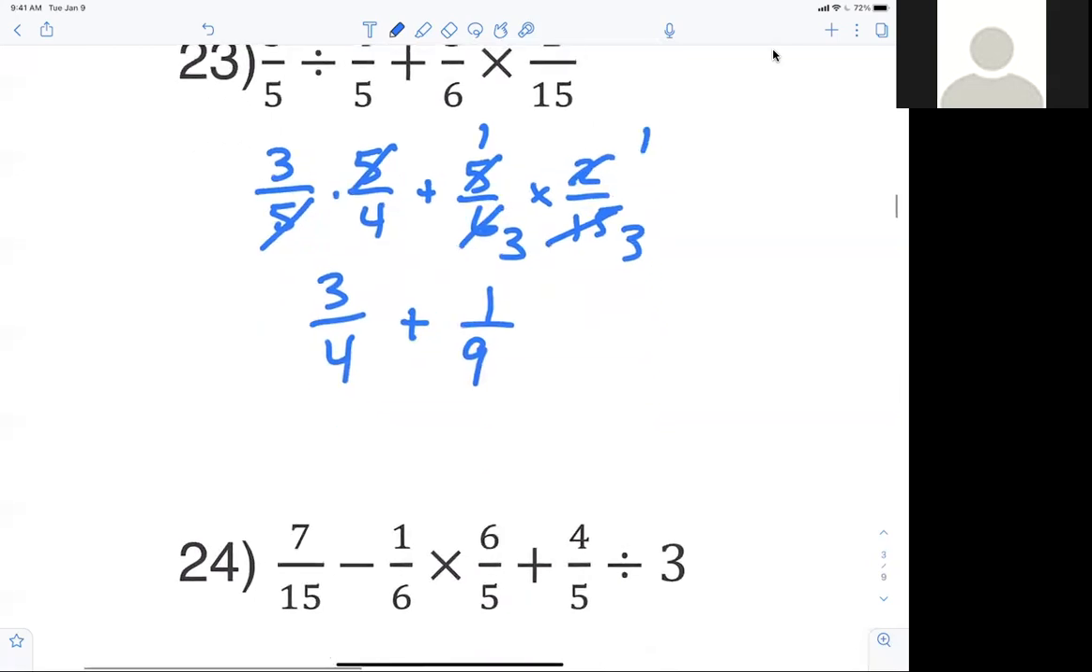Okay. And then you can make the common denominator 36. Good. Then you do 9 times 3 is 27. Yeah, 9 times 3 is 27. And 4 is just 4.